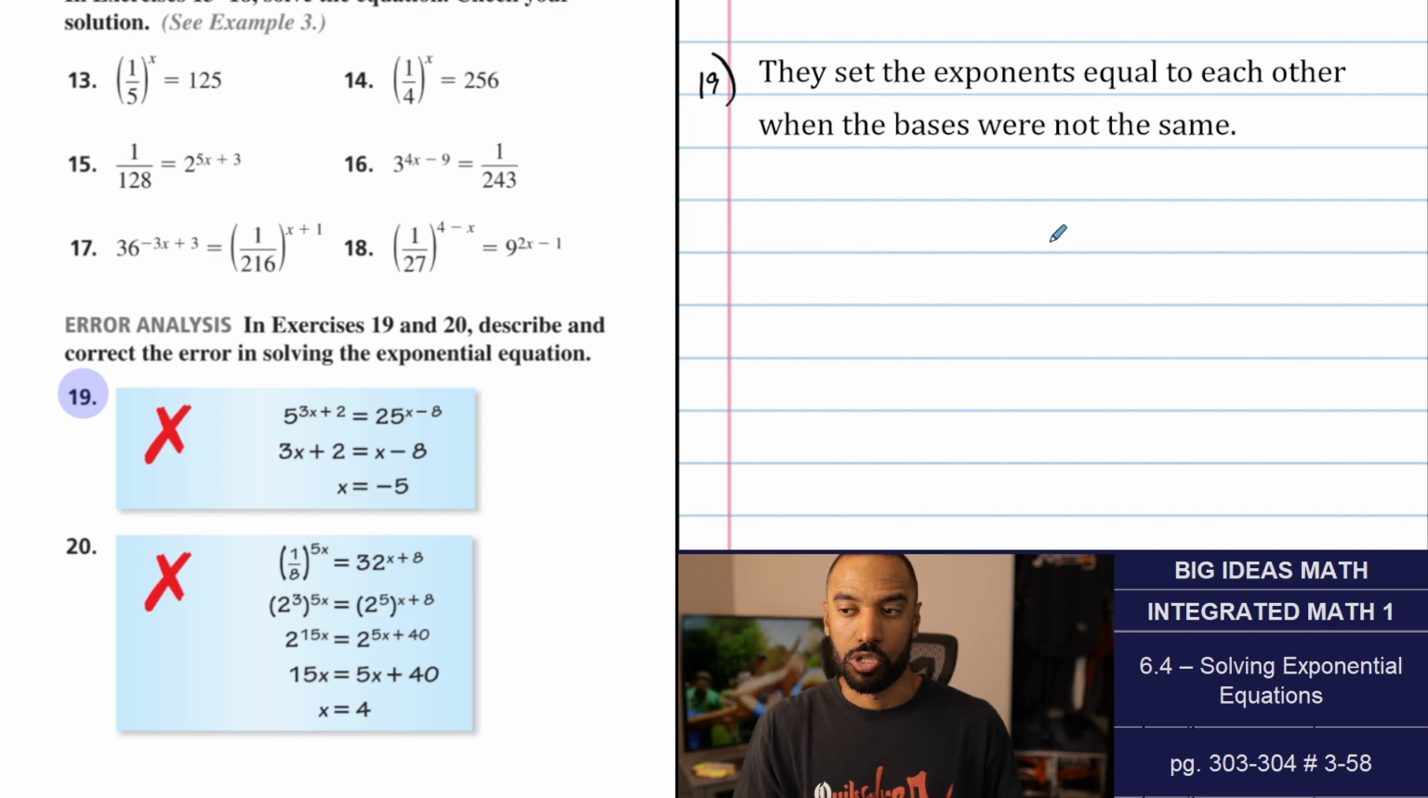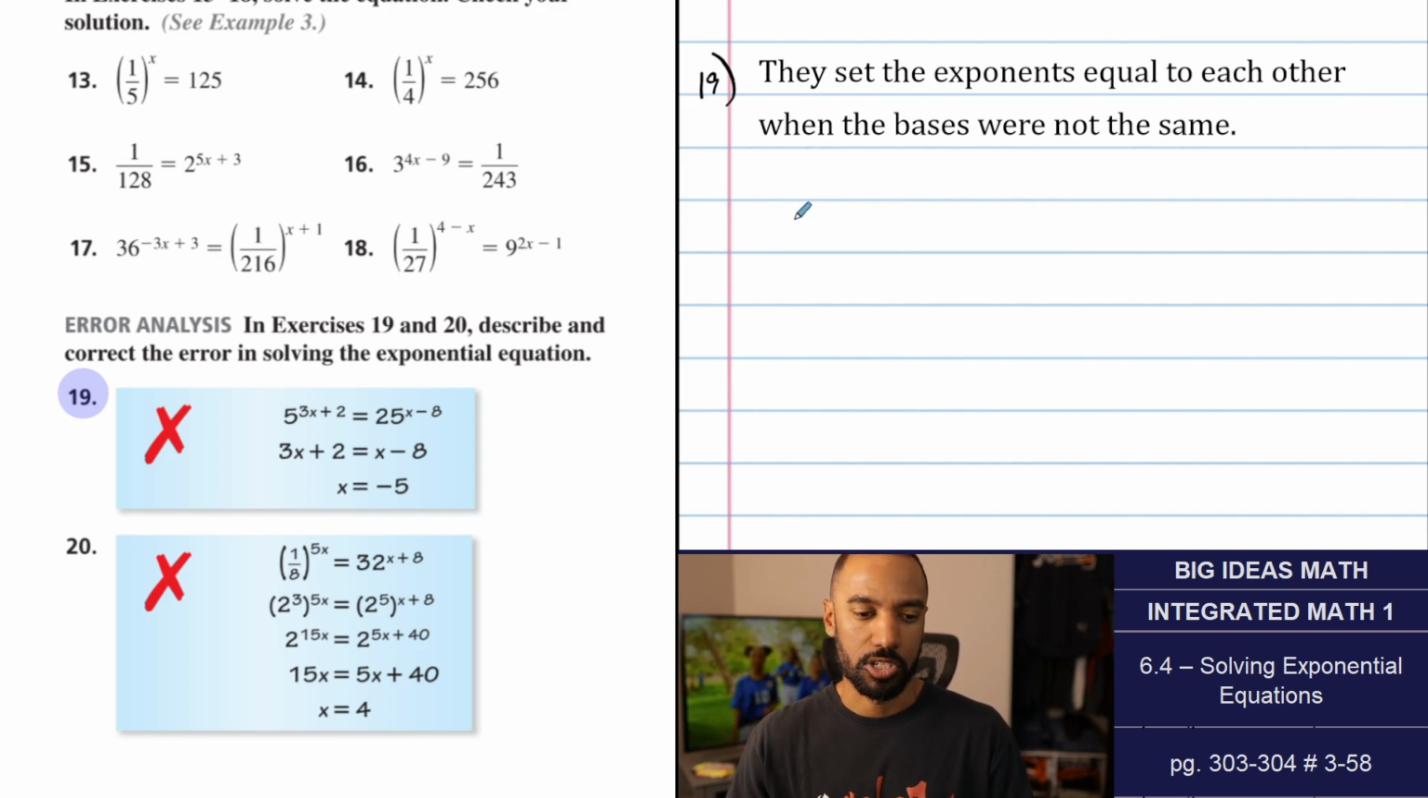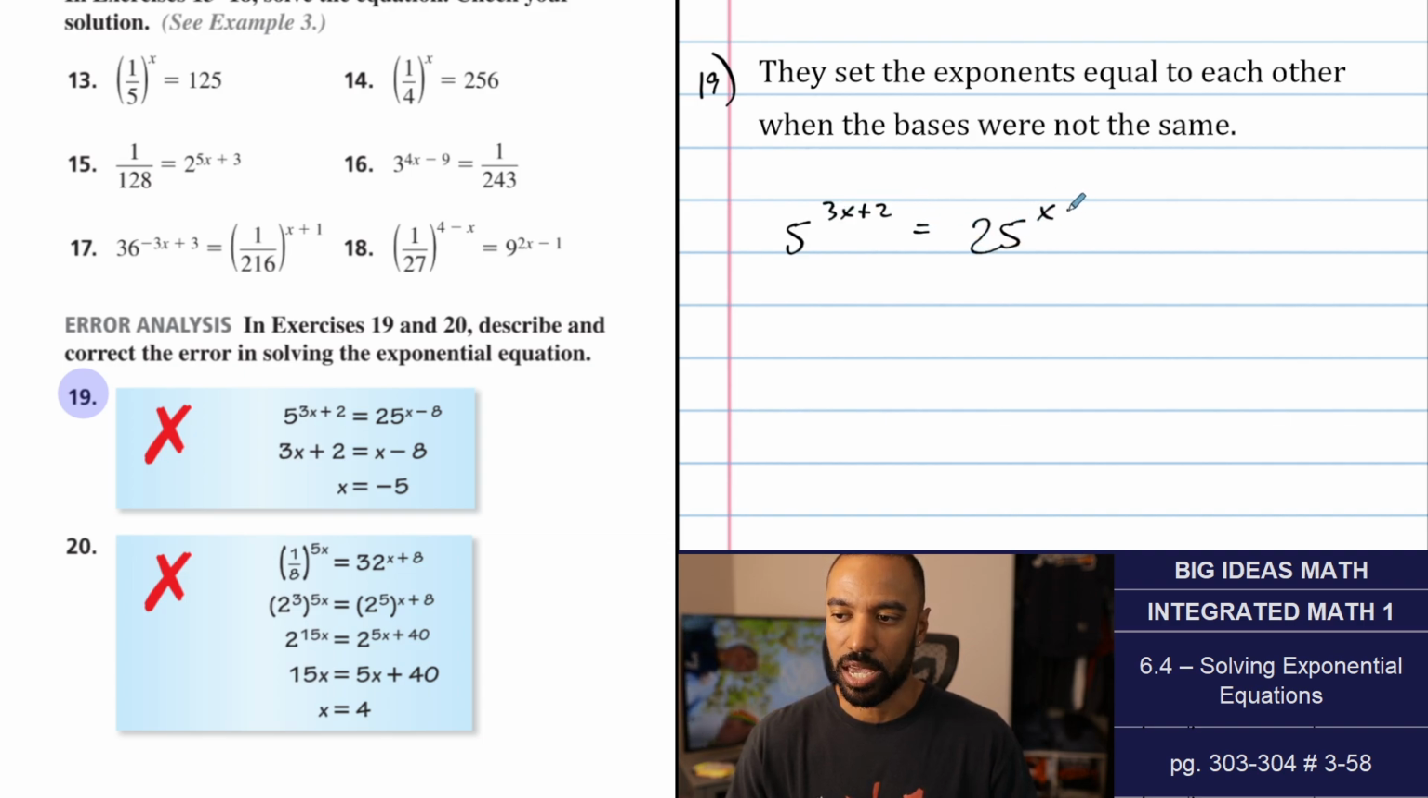They have to match bases first, right? You can't set these other parts equal if the parts on the bottom weren't equal to begin with. So let's check it out. 5 to the 3x plus 2 equals 25 to the x minus 8. Let's rewrite 25 as 5 squared.